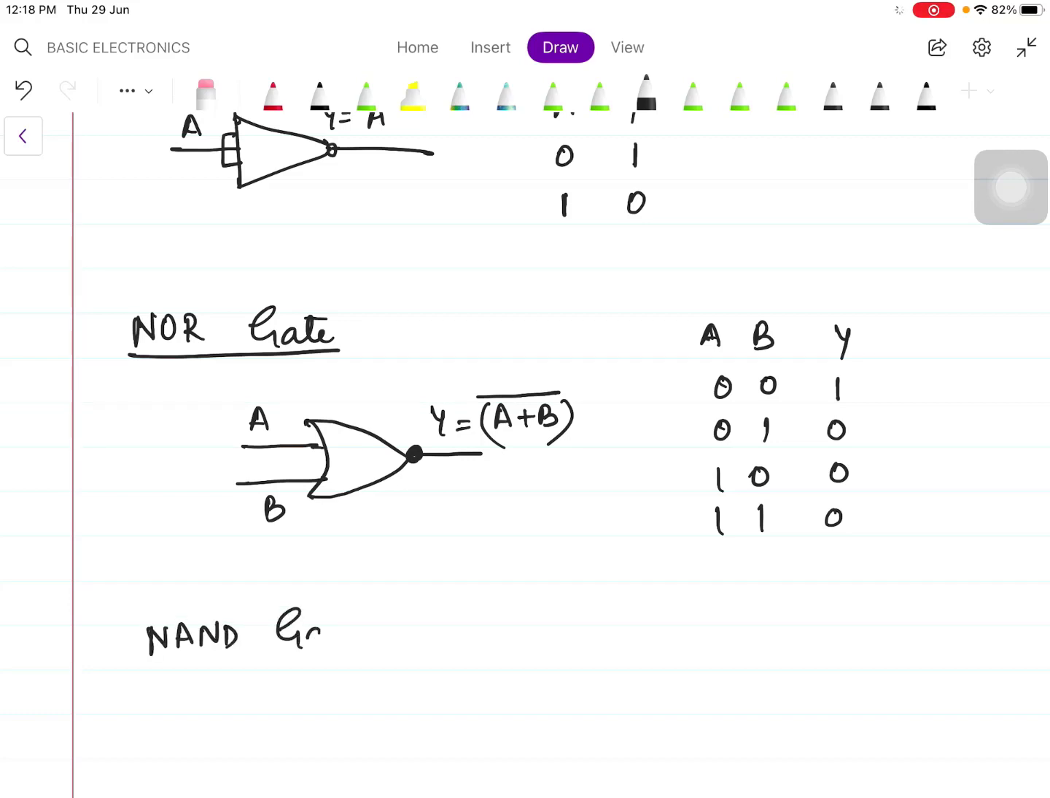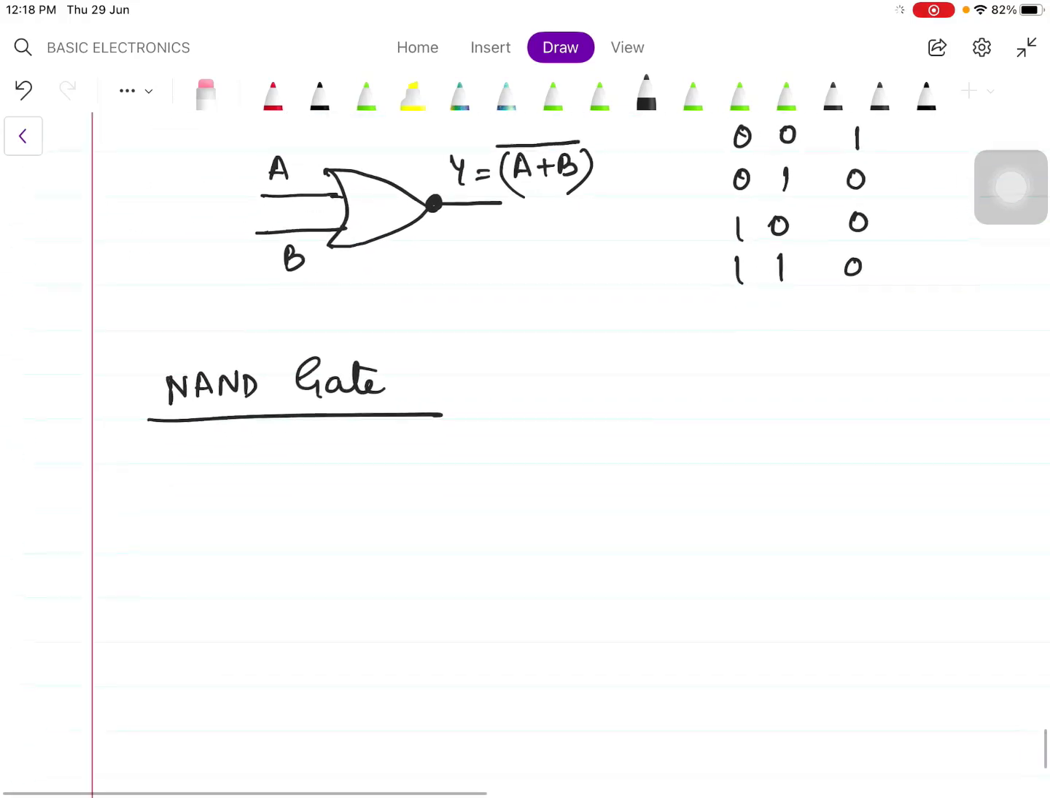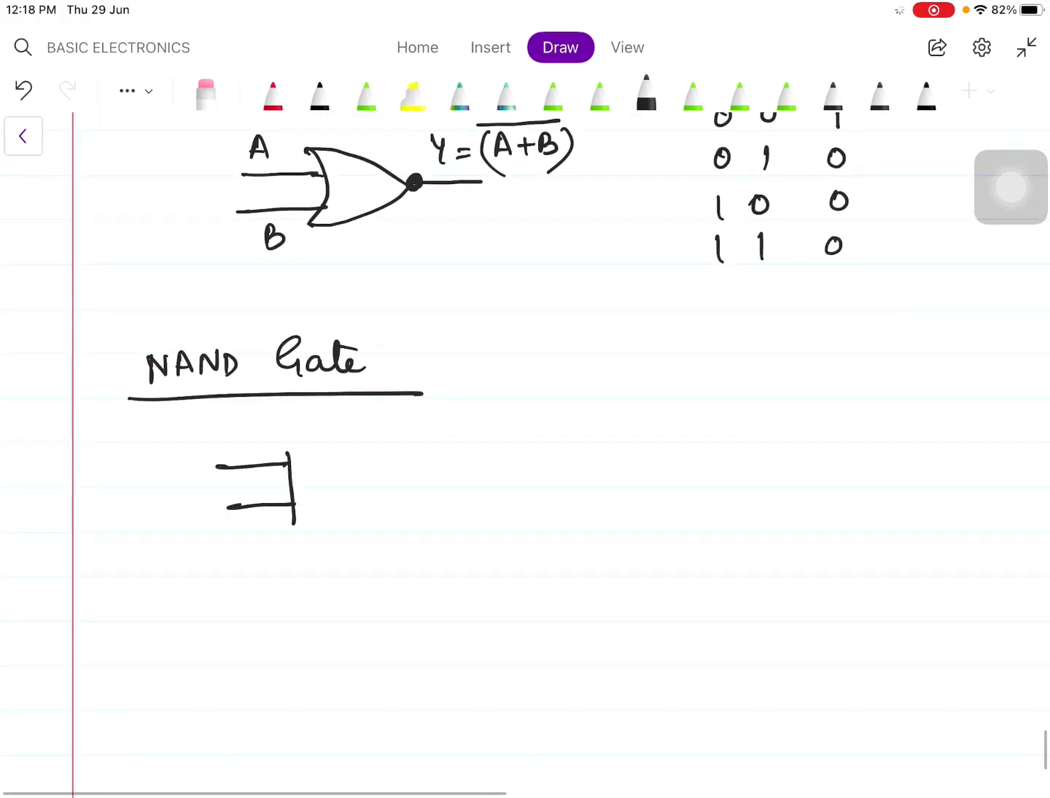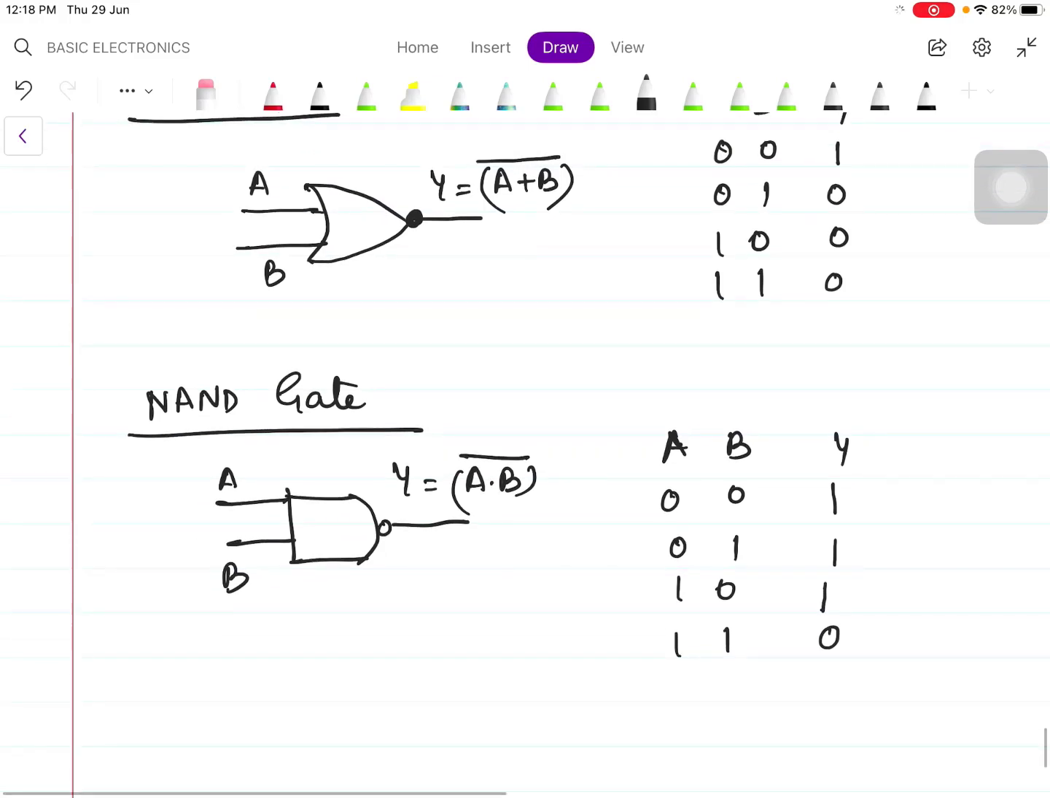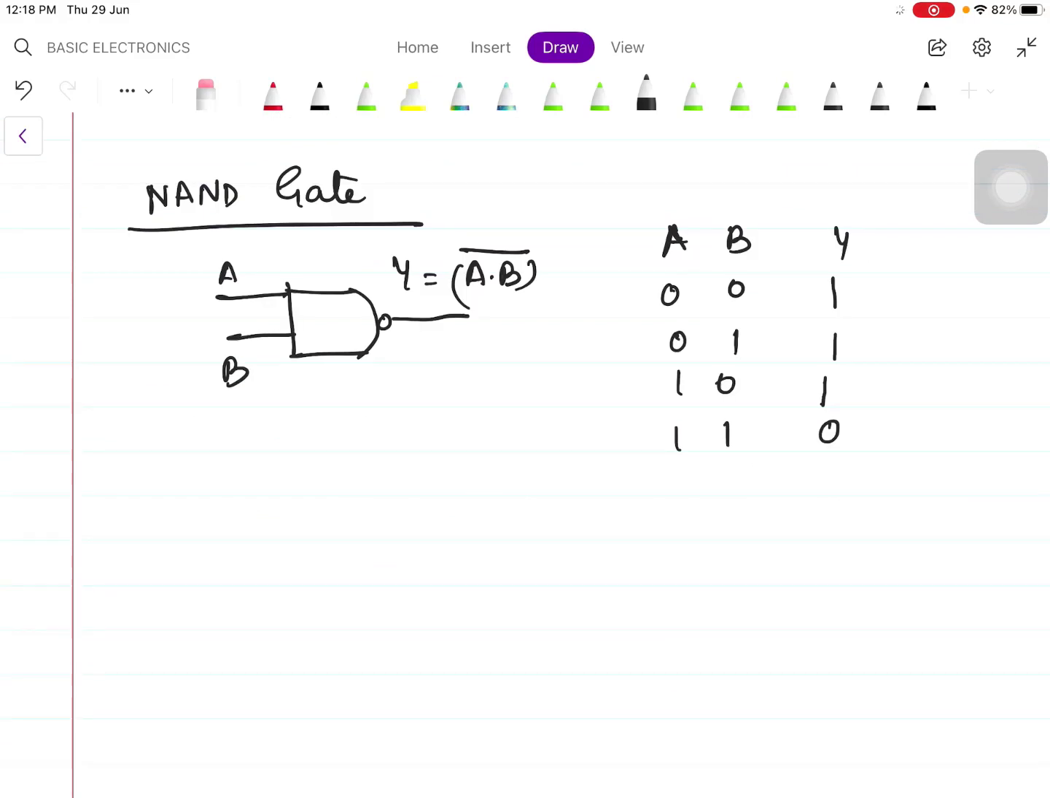Now NAND gate. NAND is a combination of NOT and AND. So first of all, let us draw AND and then we will put a bubble. So it will become NAND. Y equals A dot B and bar, as a part of NOT plus AND. So truth table: A dot B, 0.0 is 0 and bar is 1; 0.1 is 0, bar 1; 1.0 is 0, bar 1; 1.1 is 1, bar 0. So this is the truth table for the NAND gate. So here are the logic gates.